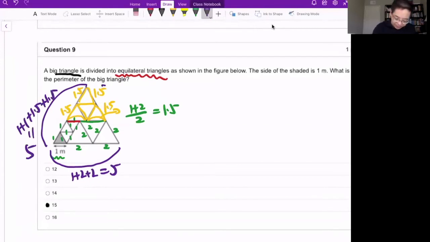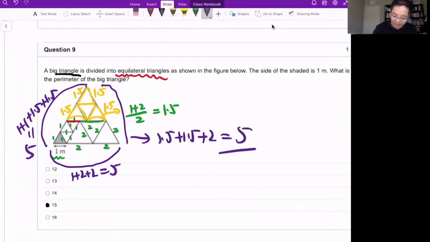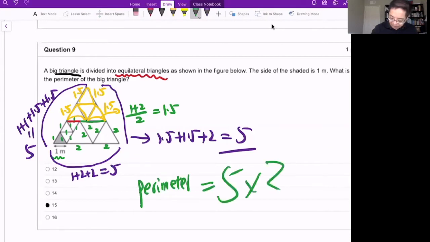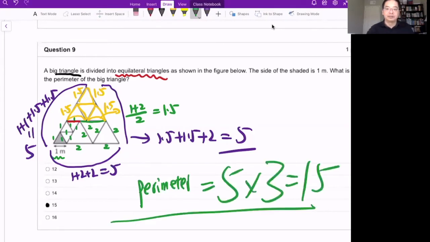Now we calculate the other side. This is 1.5 plus 1.5 plus 2. This is, again, 5. So this is what I mean. Although it's not explicitly given, this big triangle is equilateral. After calculation, we find it is indeed an equilateral triangle. Then we have the perimeter. The perimeter equals 5 multiplied by 3, that's 15.